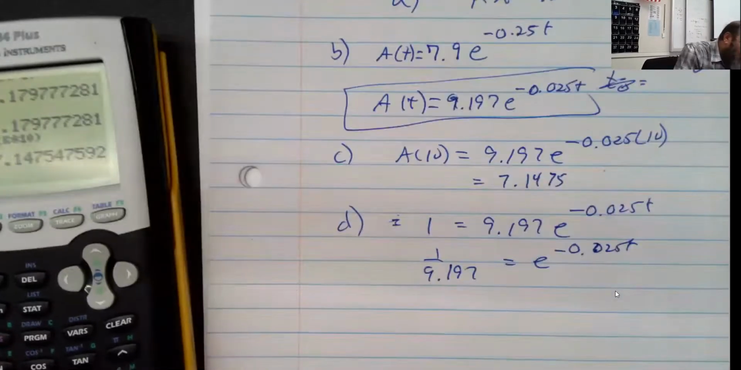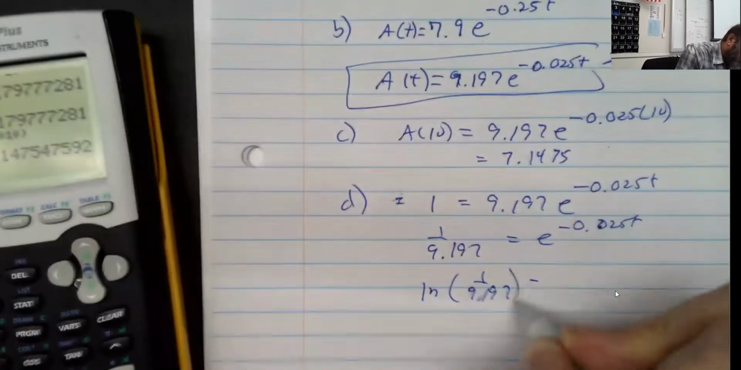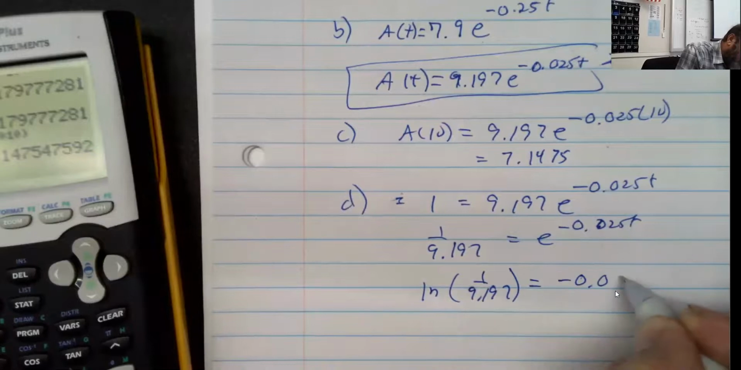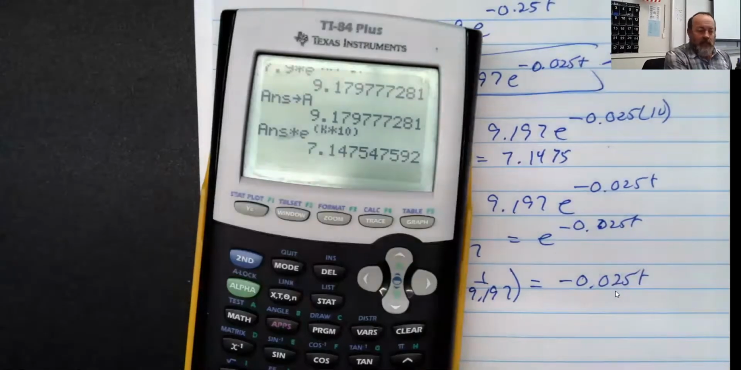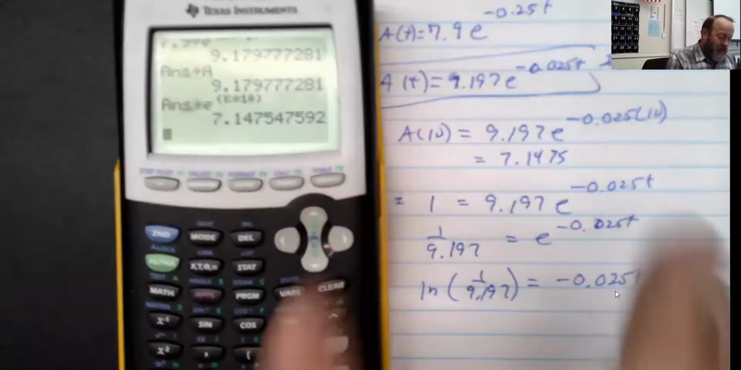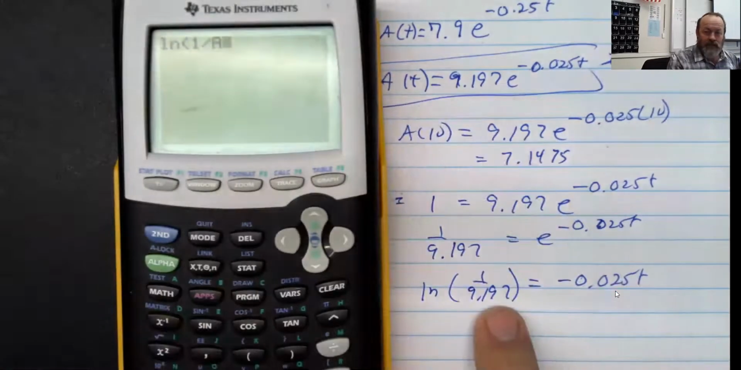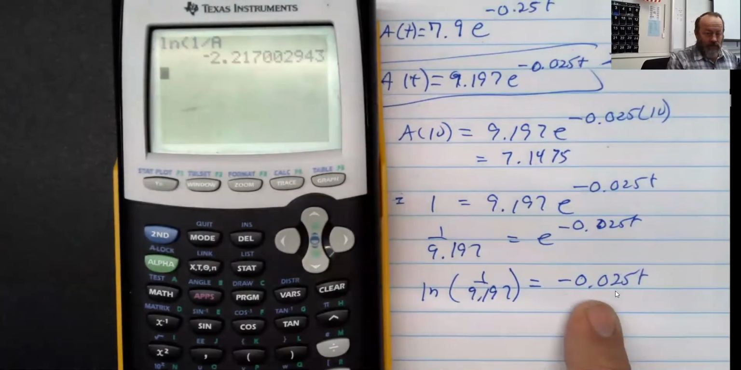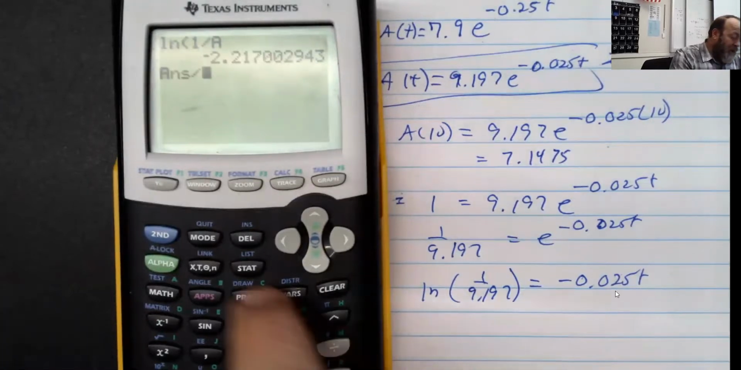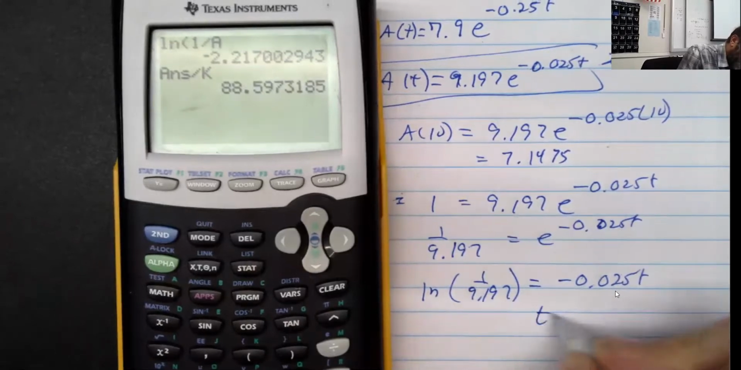We're going to take the log of both sides. Now keep in mind, although I'm writing these decimals down, I actually have the actual values sitting in my machine. So I'm going to take the natural log. Remember, I stored this one as the natural log of 1 over a, because I stored that one as a. And then I'm going to divide by this negative 0.025, which I stored as k. And it looks to me like my time would be approximately 88.597 days.